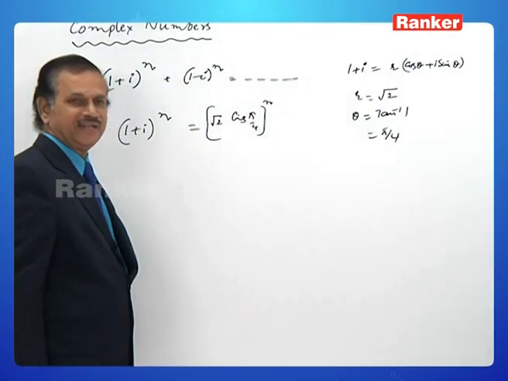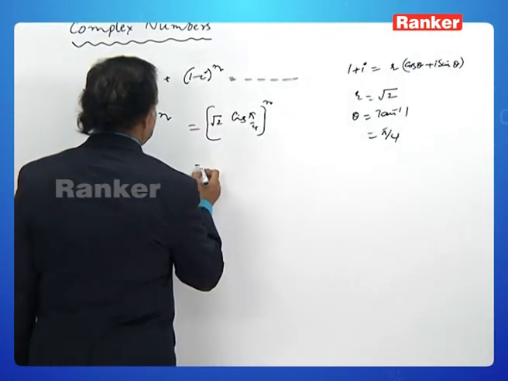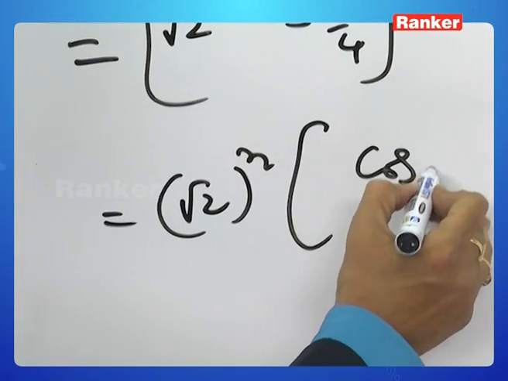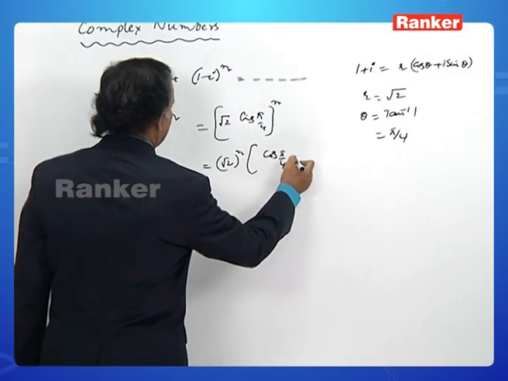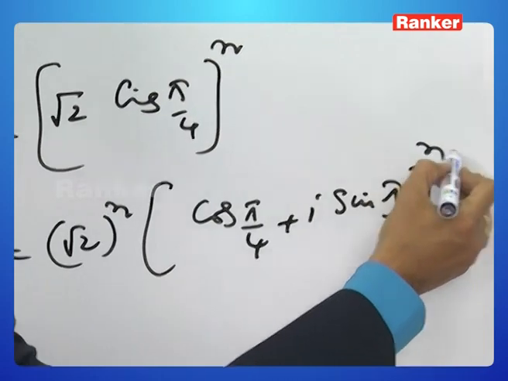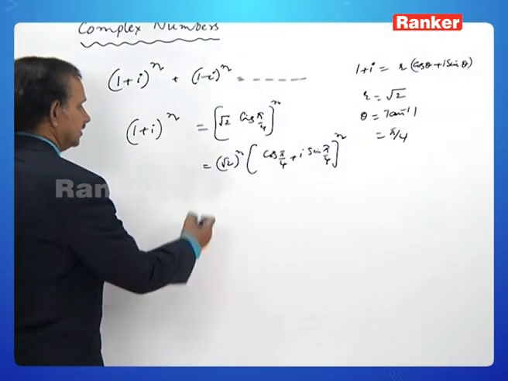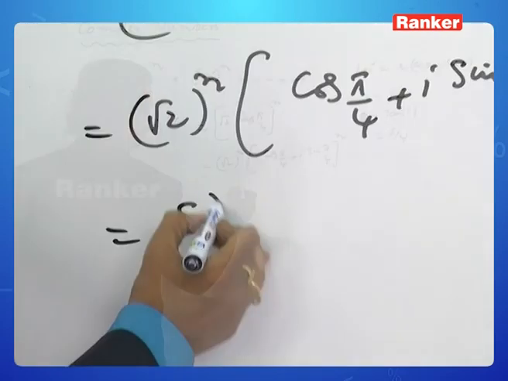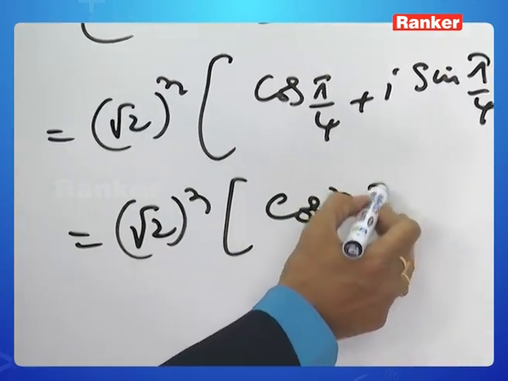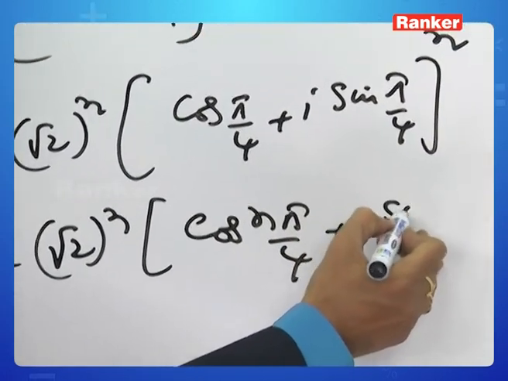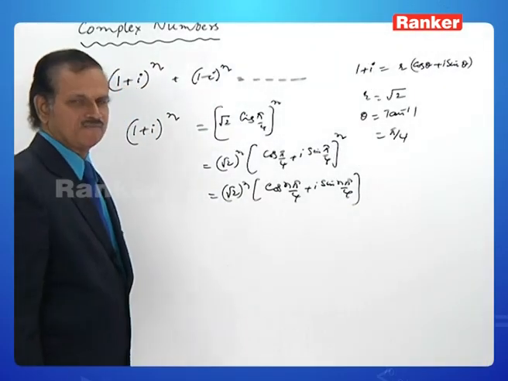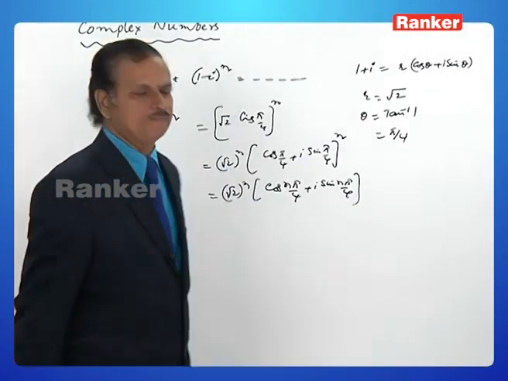Whole to the power of n. This is therefore root 2 power n into cos pi by 4 plus i sin pi by 4, whole to the power of n. This is again root 2 power n into cos n pi by 4 plus i sin n pi by 4, of course, by making use of De Moivre's theorem.